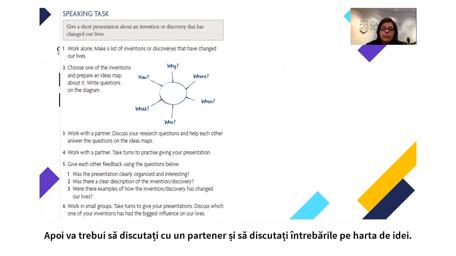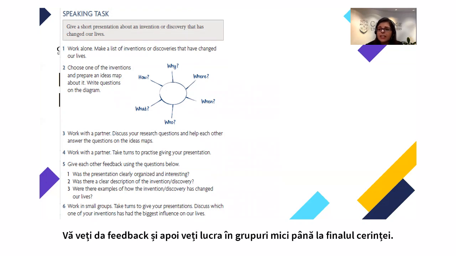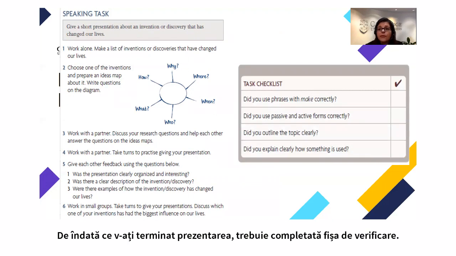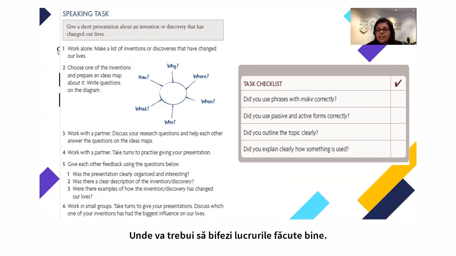You then have to work with a partner and discuss the questions on your ideas map. You're giving each other feedback, and then you're working in small groups towards the end of the task. And then once you have completed your presentation, you have to complete a task checklist where you have to tick off things that you have done well.